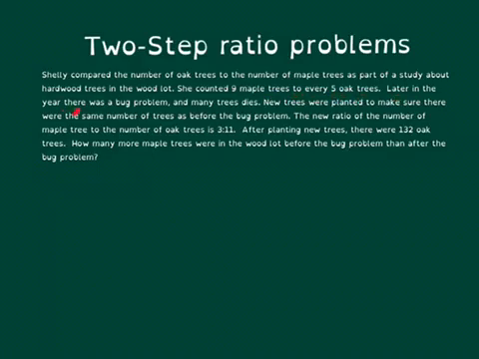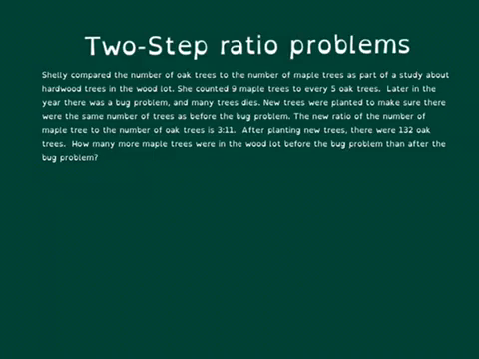Later in the year, there was a bug problem, and many of the trees died. New trees were planted to make sure there were the same number of trees as before the bug problem. The new ratio of the number of maple trees to the number of oak trees is 3 to 11. After planting new trees, there were 132 oak trees. How many more maple trees were in the woodlot before the bug problem than after the bug problem? So let's see what important information we have.